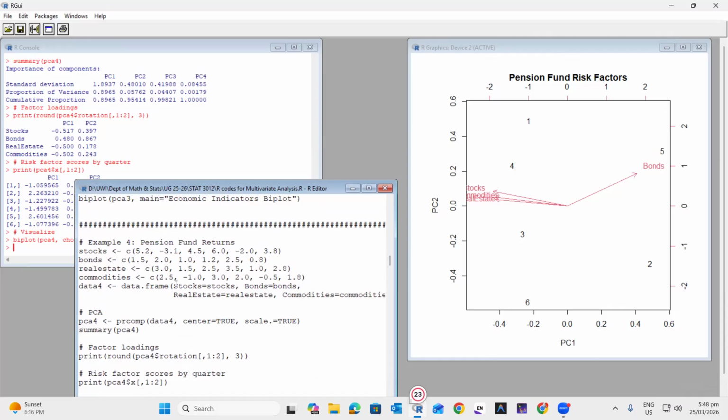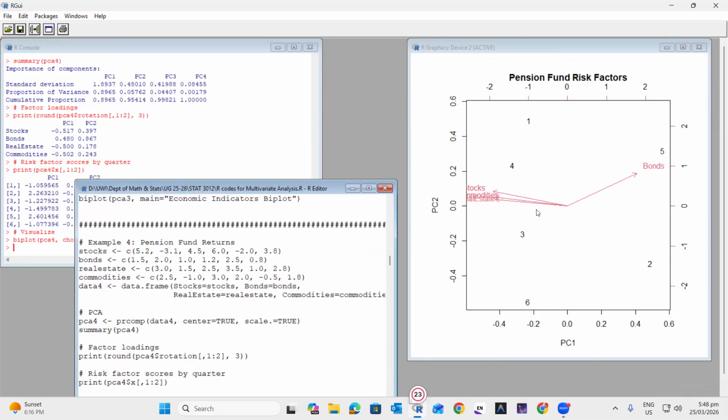Sorry. I just explained in the wrong manner. So stock and real estate and commodities all point left along PC1, and they move together. Basically, risk assets. Their arrows are nearly identical, indicating very high mutual correlation. So bond points upper right, which basically explains the bonds are negatively correlated with the other three assets, and this is the classic risk-on dynamic.